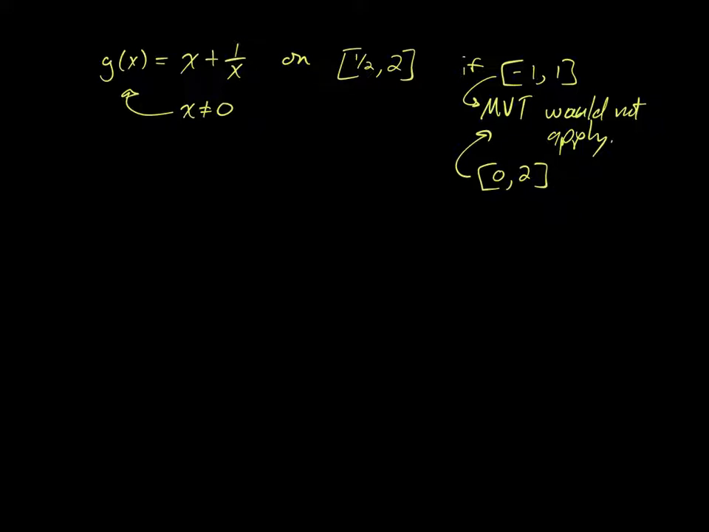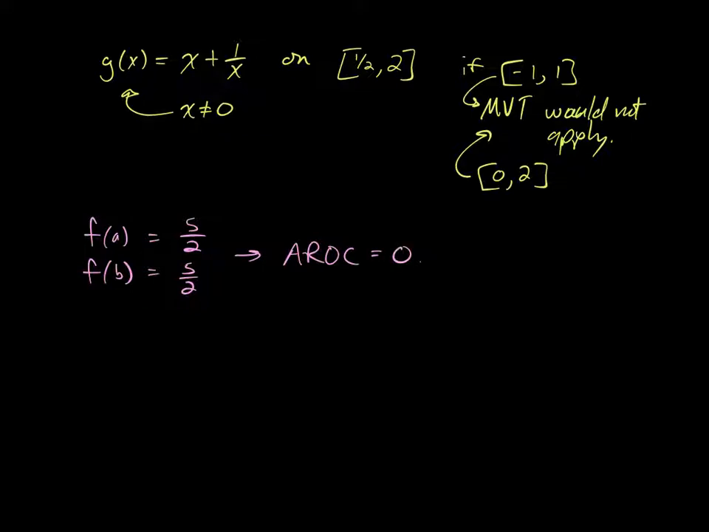Another thing would be, let's go back to the f of a and the f of b. Each of these values was 5 over 2, which gave us the average rate of change equal to 0.